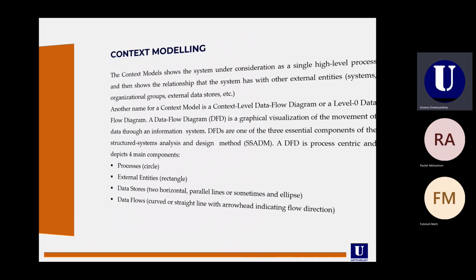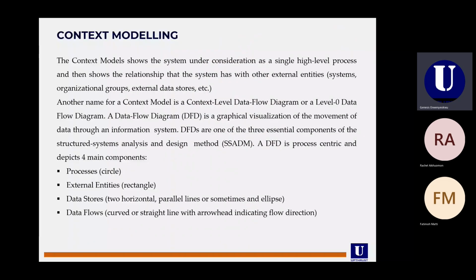Context diagrams show the system under consideration as a single high-level process, and also show the relationship that the system has with other external entities. External entities could be a system. External entities can also be an organizational group. An external entity could be a user or an actor. And external entities could also be a data storage system. So another name for context diagram is level 0 data flow diagram.